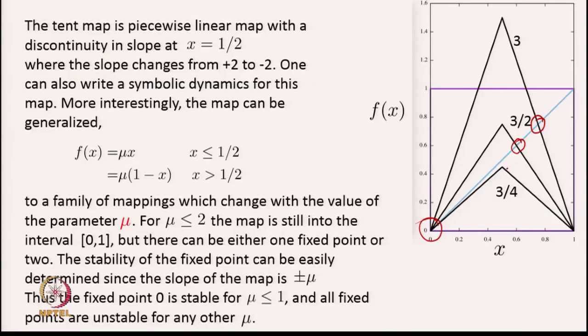So long as mu is less than 1, then 0 is the only stable point, because we can see that the slope of this map at the fixed point is exactly mu. Once mu crosses 1, the slope over here exceeds 1 and the slope over here also exceeds 1 in modulus, and therefore, both the fixed points are unstable for any mu bigger than 1. Notice that, of course, for all values of mu, there are always two fixed points in the interval, the fixed point at 0 and the fixed point at wherever the intersection happens to lie.